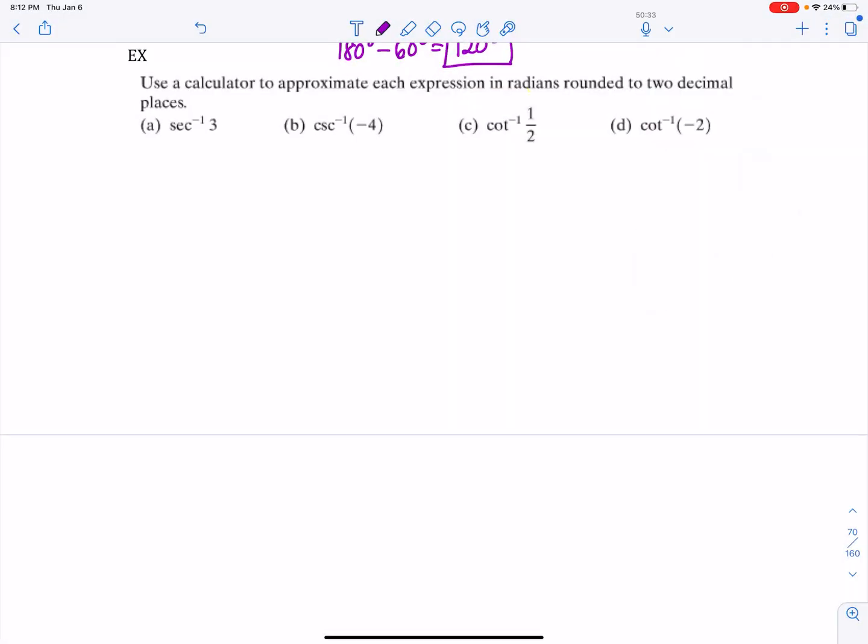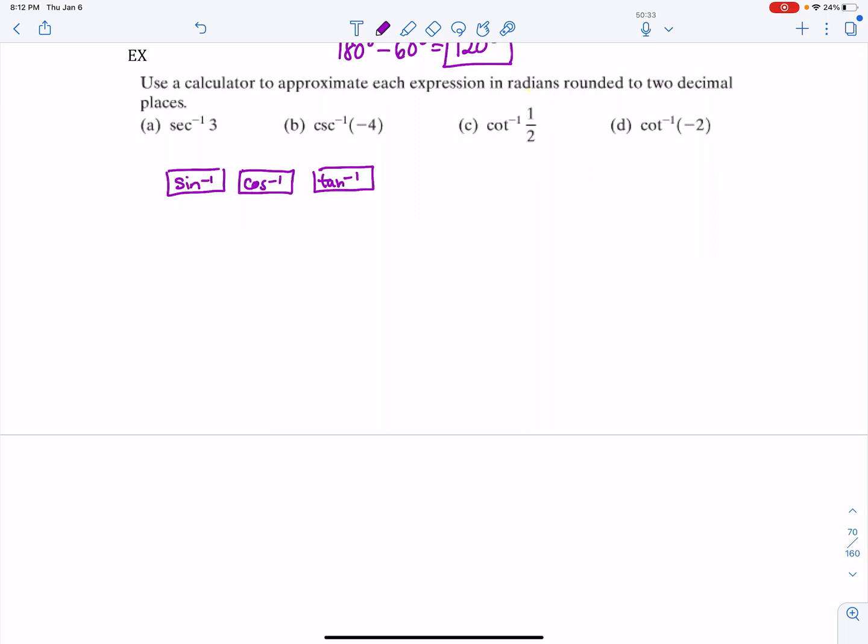This is 8.2 part 2, and we stopped off at this question which said to use a calculator to approximate each expression in radians rounded to 2 decimal places. So first of all, let's talk about this. On your calculator, you will see an inverse sine button, an inverse cosine button, and an inverse tangent button. But what you won't see is inverse secant, inverse cosecant, and inverse cotangent.